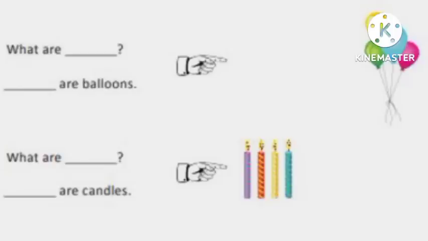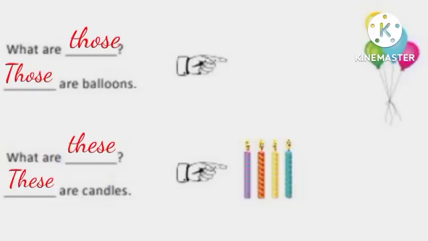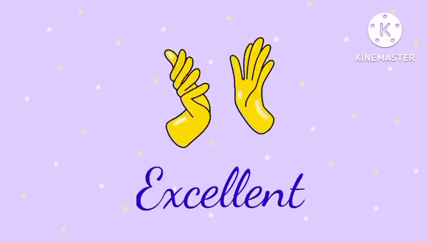Okay, next question. What are? Ya, jauh atau dekat itu? That's far. We use those. Karena dia jauh. So, those are balloons. Itu adalah balon. What are? Itu dekat jarinya dengan kita, right? Dengan bendanya, we use this. These are candles. Ini adalah lilin. Very good, everybody. Excellent. Okay, we're going to discuss about prepositions.